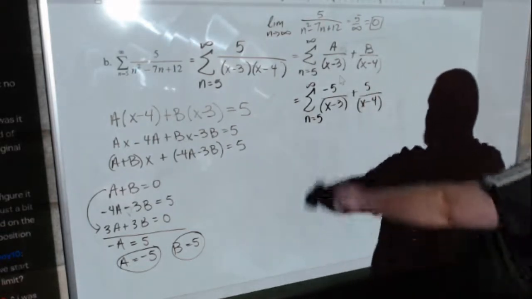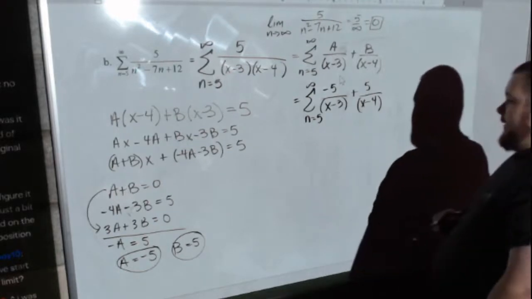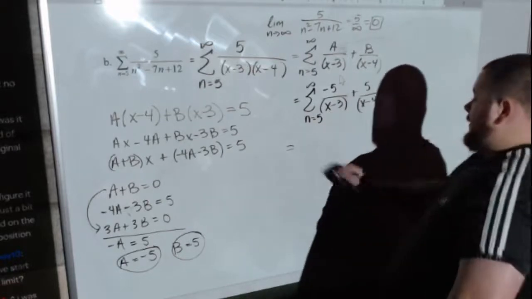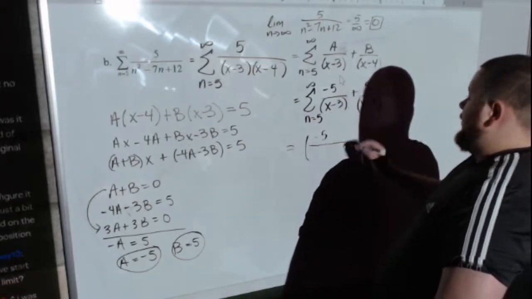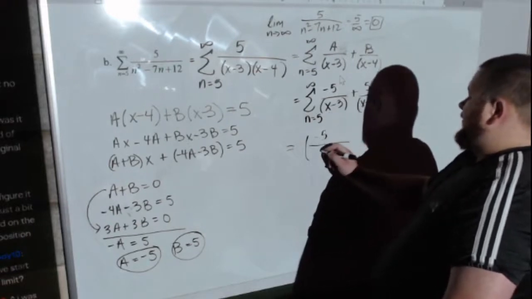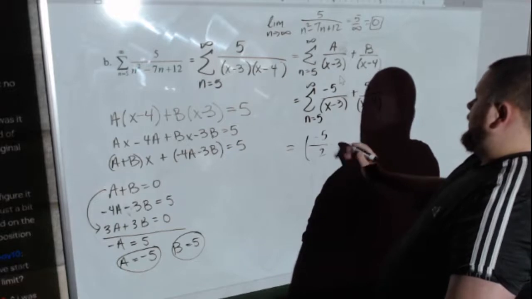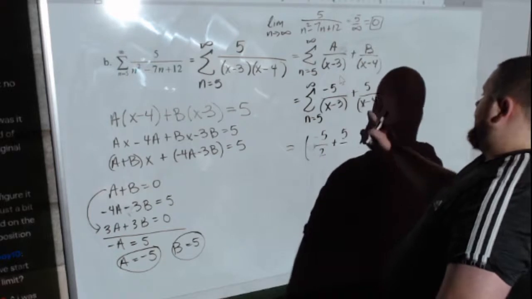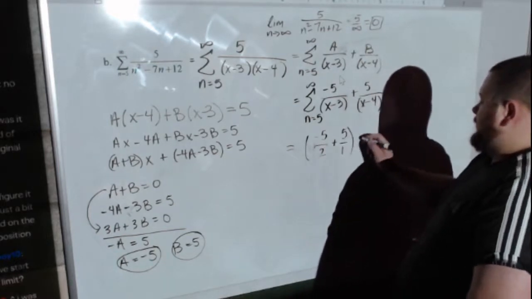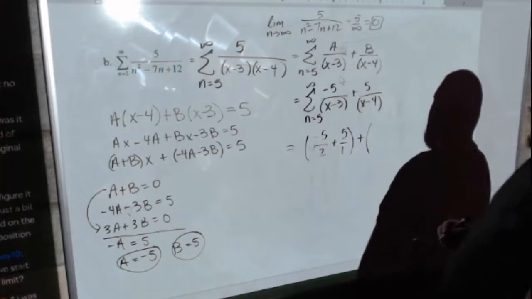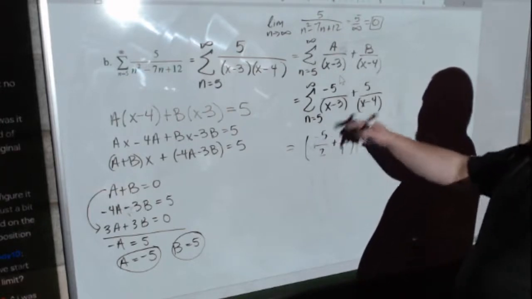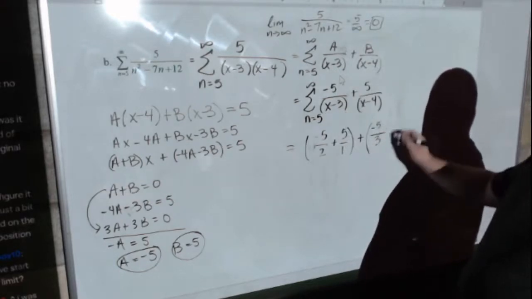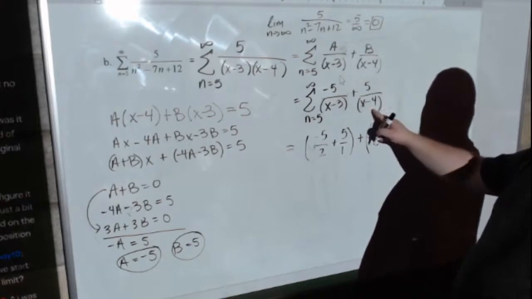And then I want to start substituting in the values of n to see what the terms look like. So my first term, when n is 5, I get minus 5 over, plug 5 in here, you get 2. And then we get plus 5 over 1. Plus. Now plug in n equals 6. So 6 minus 3. And then the next one is 6 minus 4.